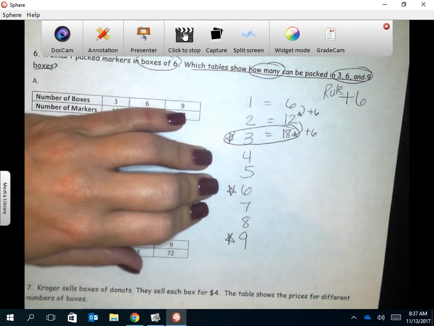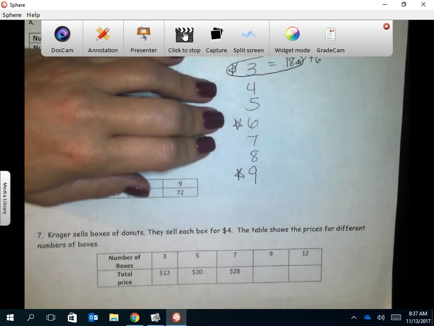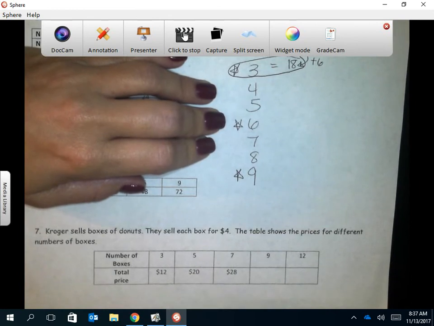Okay, so you have 3 tables to practice this week. Alrighty? Alrighty. Yes, ma'am. Okay.